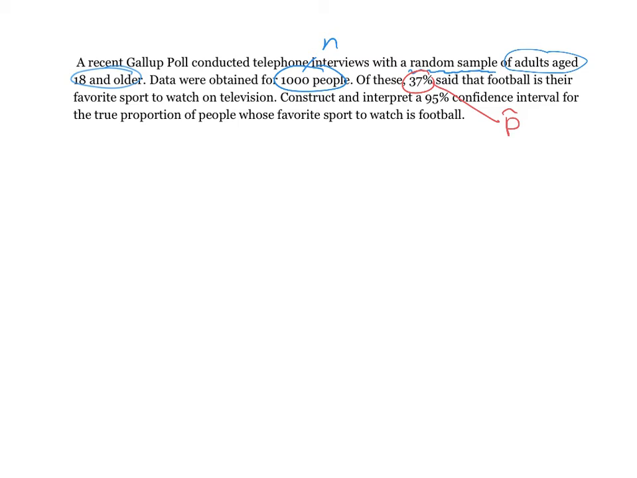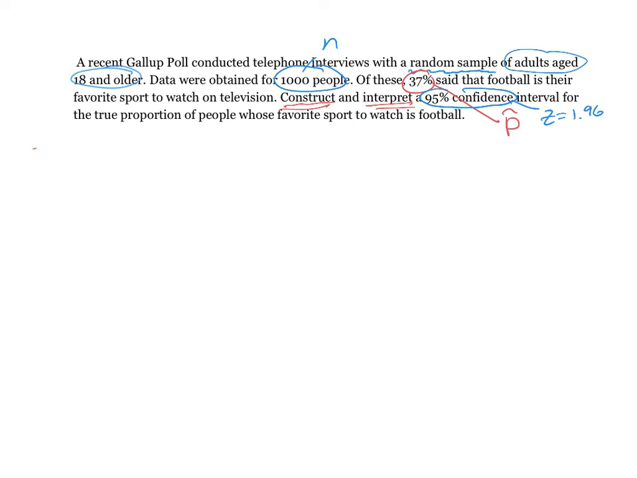Then it says, construct and interpret a 95% confidence interval for the true proportion of people whose favorite sport to watch is football. So construct and interpret. It wants me to make the interval and then tell them what it means, okay? And 95% confident, that's important because that tells us what z-score to use, right? We're going to use 1.96.